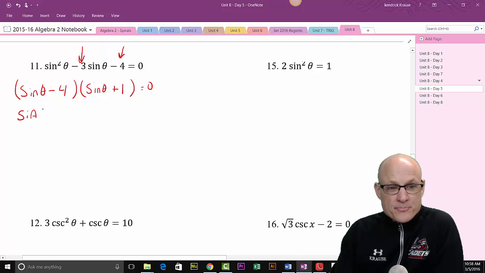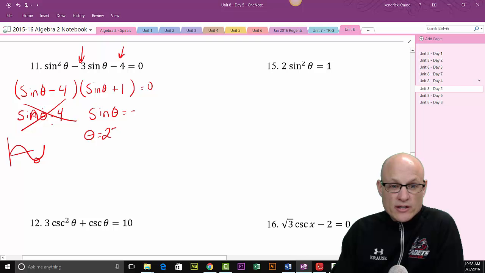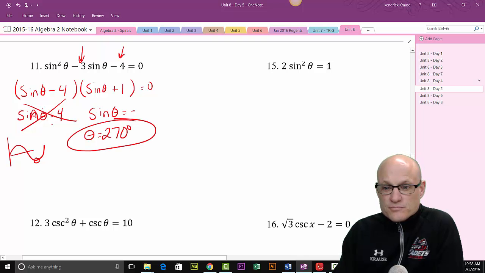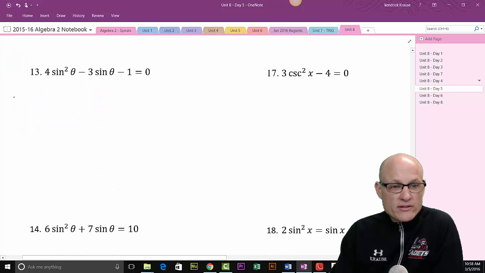Sine of theta equals 4. That can't happen. Or the sine of theta equals -1. Oh, okay. If I draw a -1, that's down here, right? That's at theta equals 270 degrees. Uh-oh, more crazy factoring.